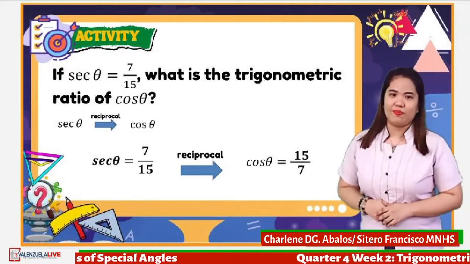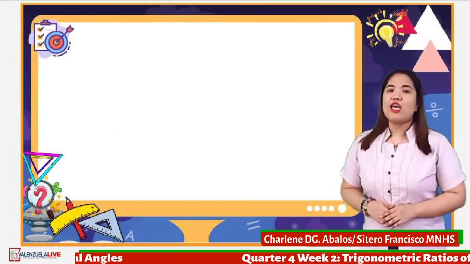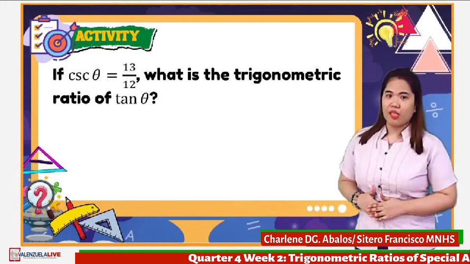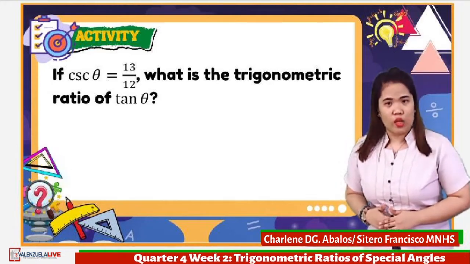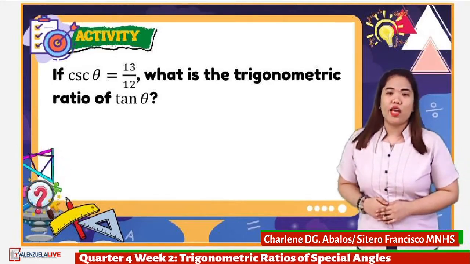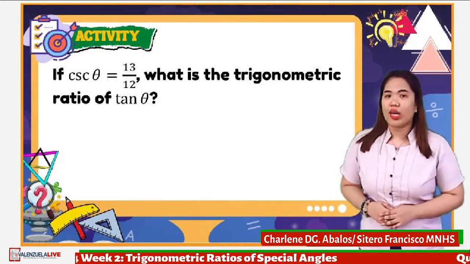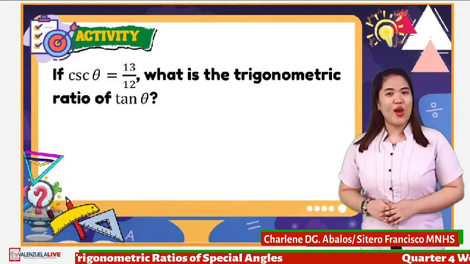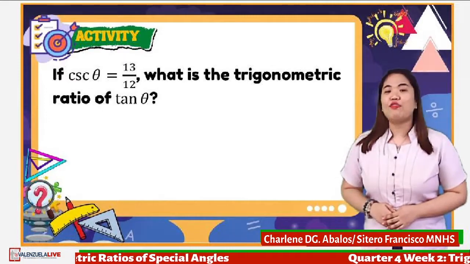Another question. If cosecant theta is 13 over 12, what is the trigonometric ratio of tangent theta? Type your answers in our chat box. You have 30 seconds.